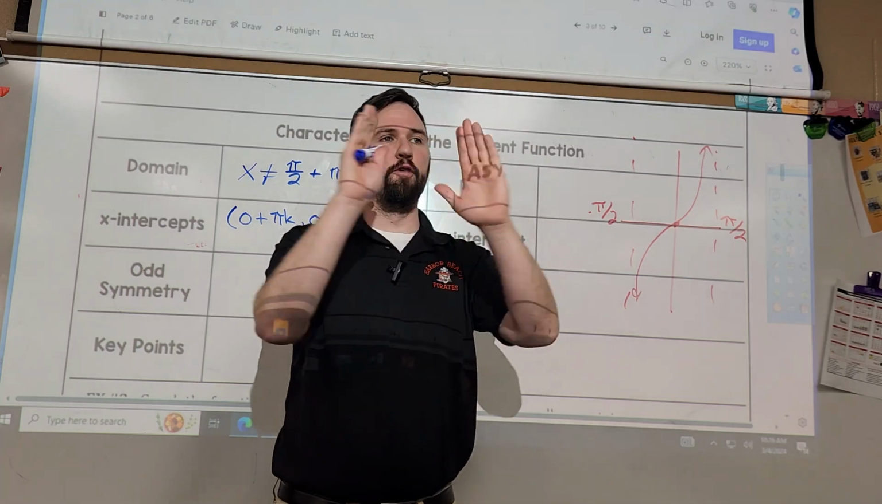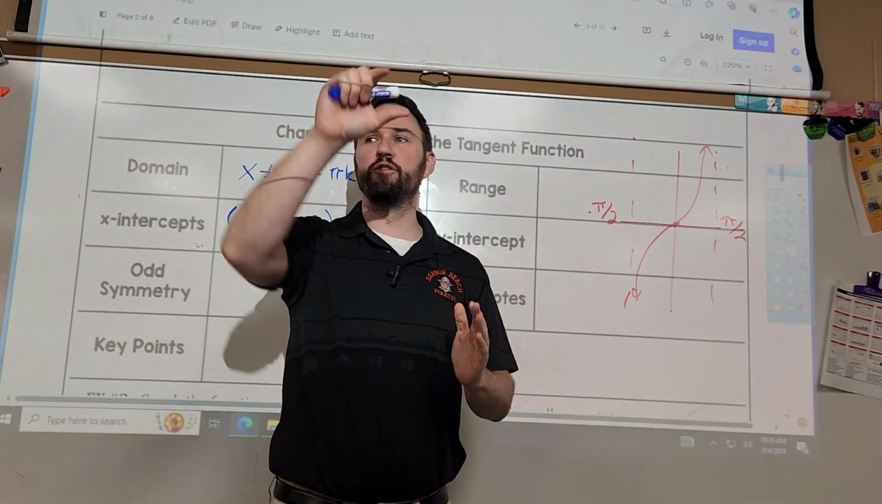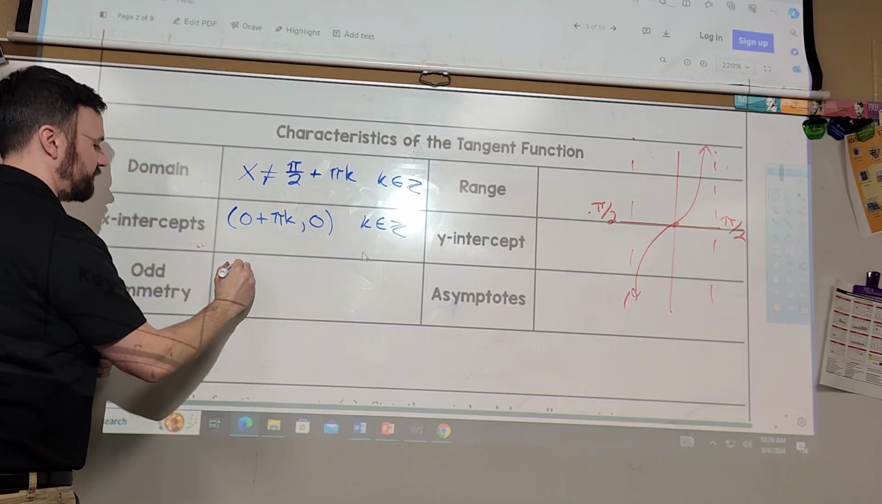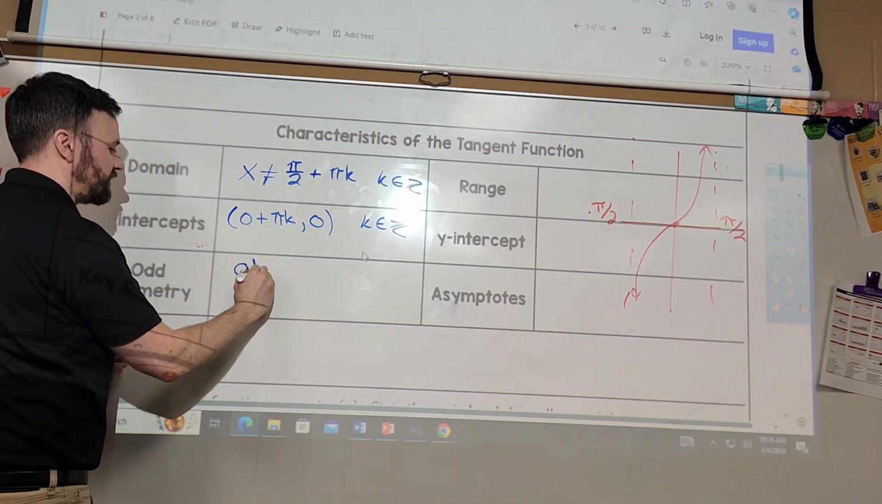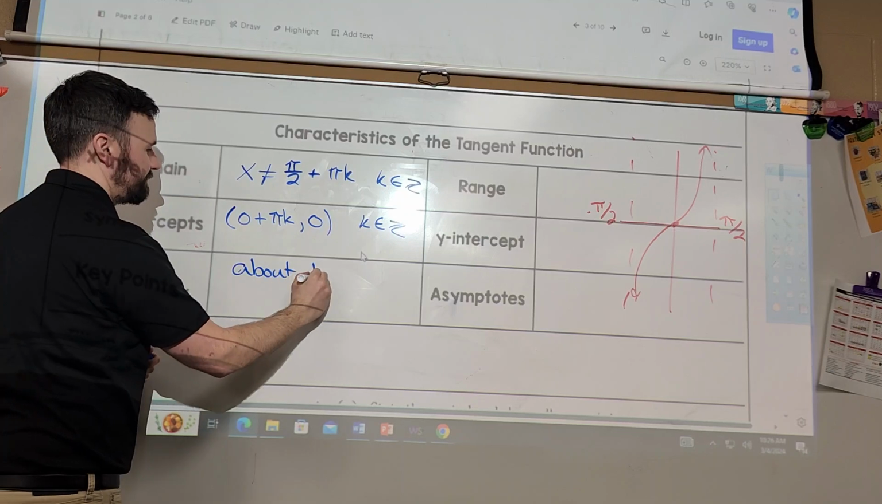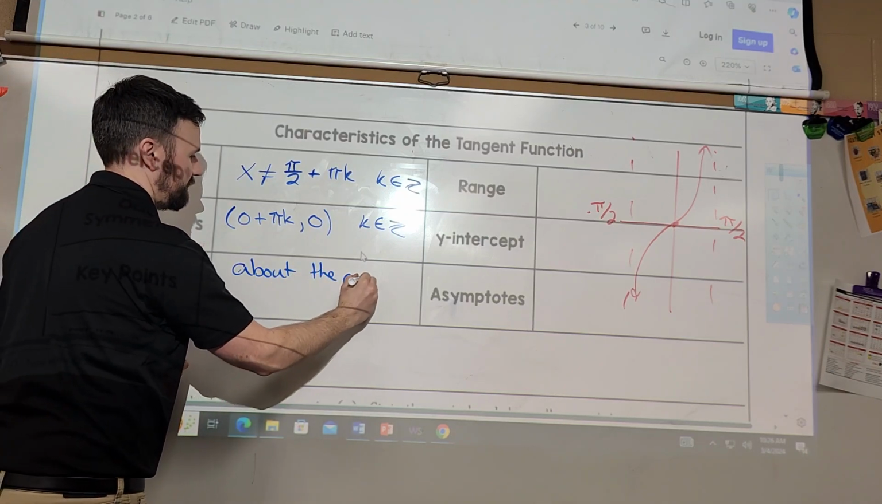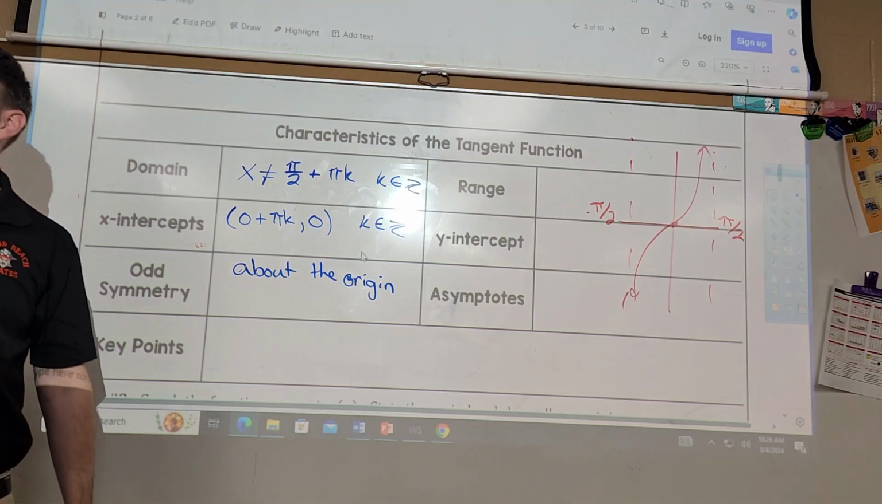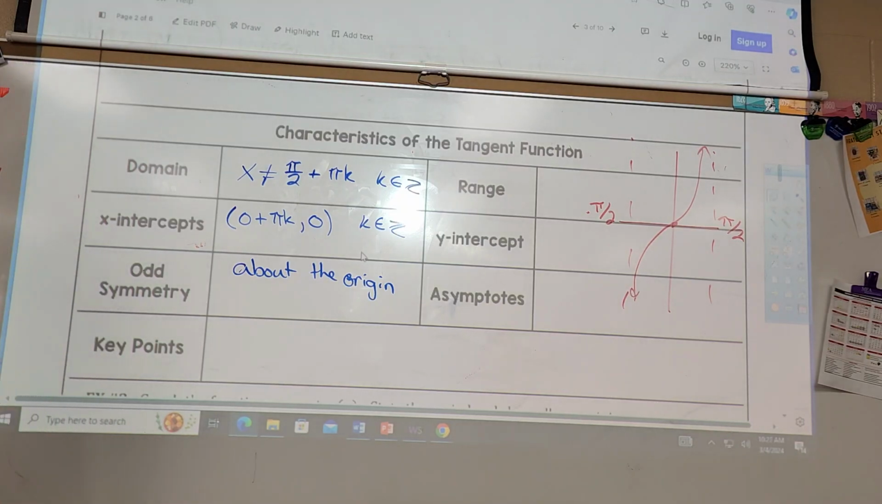Is this even or odd? Remember, even means it can fold on itself. Odd means you can rotate it 180. It's odd because it has symmetry about the origin. You guys remember that from a long time ago? It just means if I rotate it. Remember, cosine is even because it flips on itself, and sine is odd because it rotates on itself.